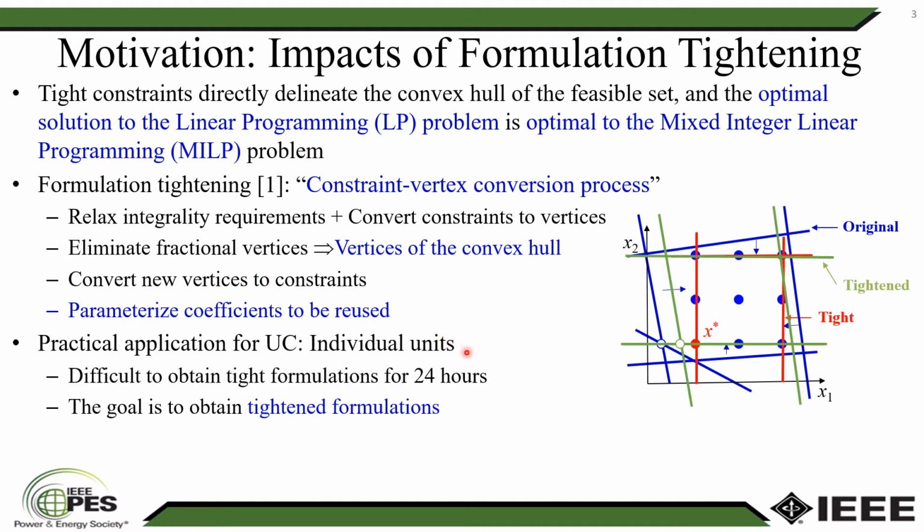In practice, for the UC problem, it's very hard to develop tight formulation for 24 hours. So the goal is to obtain tightened formulations, represented by the green lines. Here the optimal solution upon integer relaxation is better than the original case, but not exactly the same as the tight case. However, it is very close to the tight optimal solution. And this could give us approximate optimal solutions.